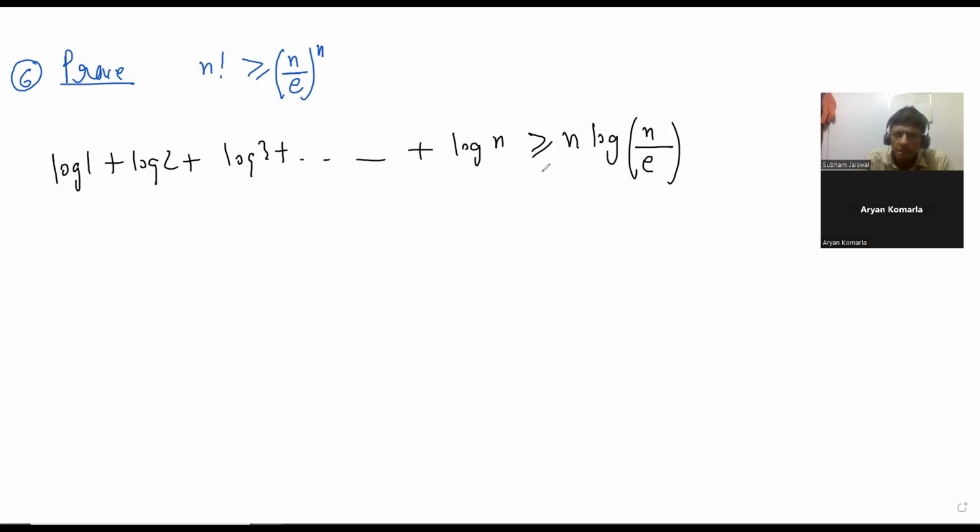It looks a bit like the integral, so integration of log x. So maybe something like that. Yes, exactly. That's a good idea. So we can try to apply some kind of integration.